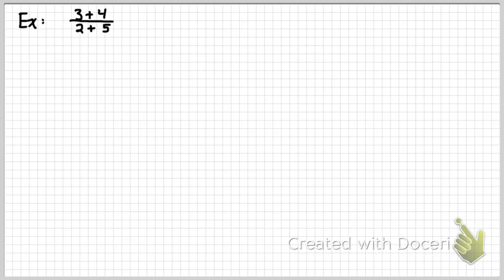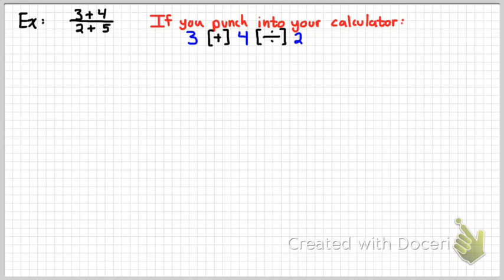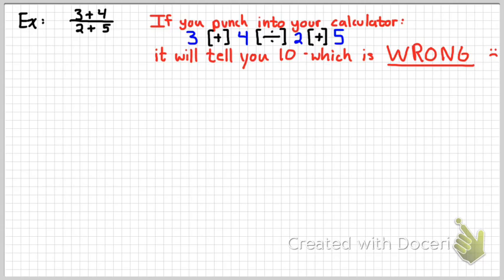So as a real simple example to kind of check yourself and see where your problems may lie, let's evaluate this real simple expression, 3 plus 4 over 2 plus 5. Now if you simply pick up a calculator and you start pressing buttons in that order, and you might want to do this just so that you can see it for yourself, and you punch in 3 plus 4 divided by 2 plus 5, the answer you're going to get is 10, which is wrong.